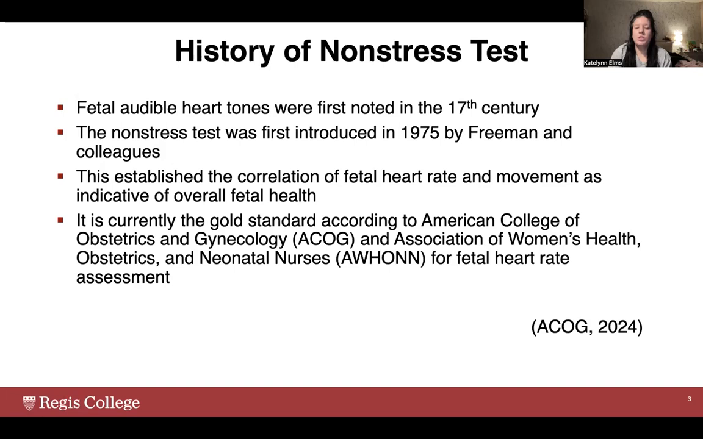It's currently what's used by the American College of Obstetrics and Gynecology, or ACOG, and then AWHONN, which is the Association of Women's Health, Obstetric and Neonatal Nurses.